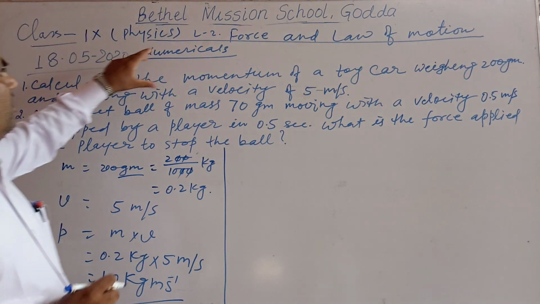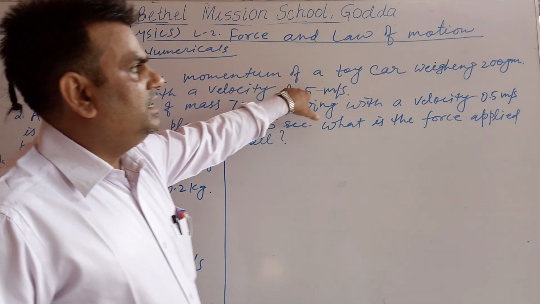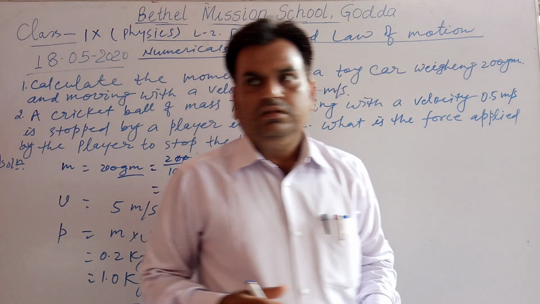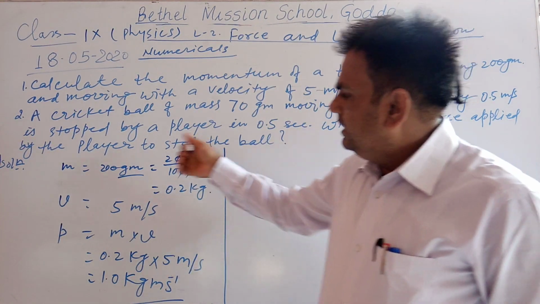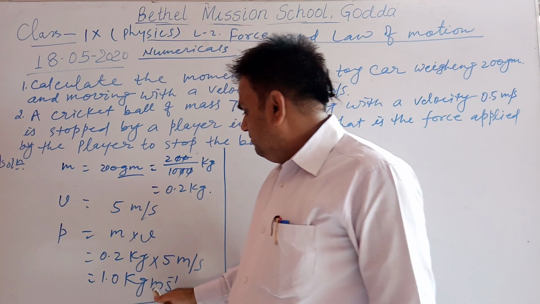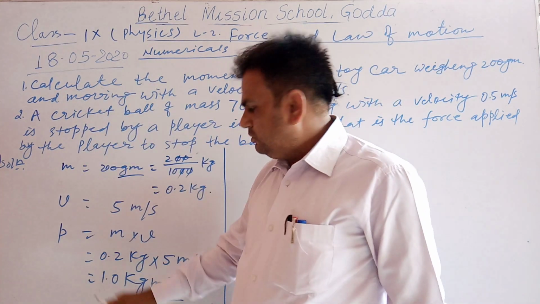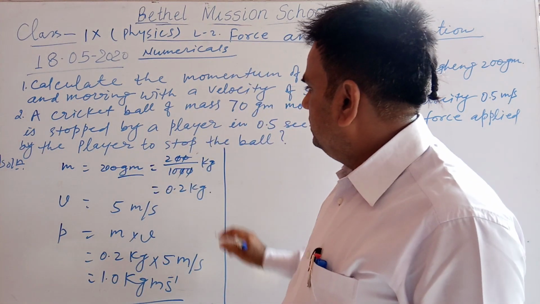As we multiply, it becomes 1.0 kg meter per second. So when the toy car is moving with 5 meter per second and weighing 200 gram, its momentum becomes 1 kg meter per second. This question is based on momentum.